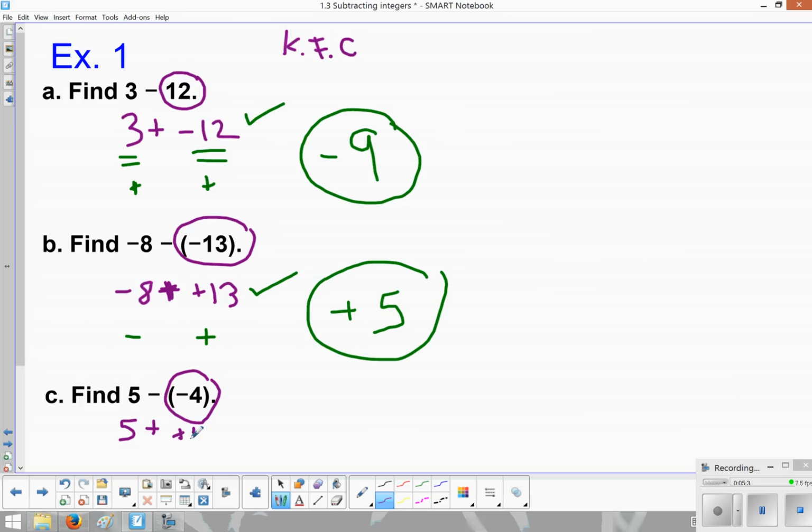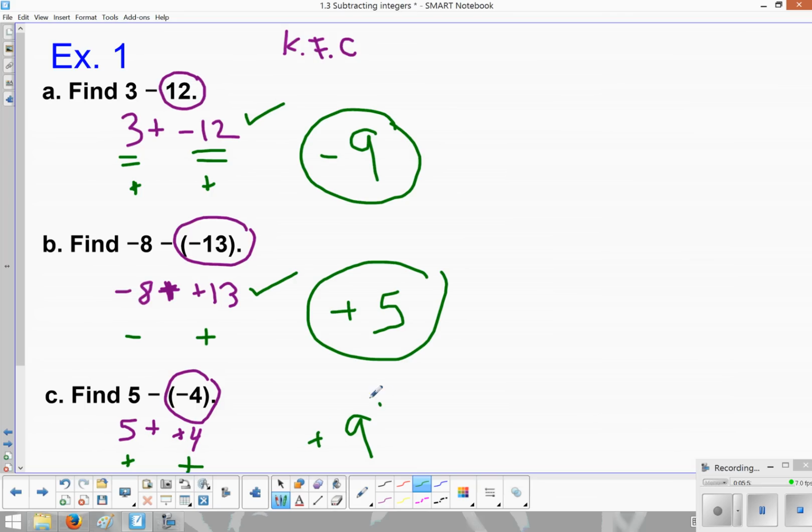Positive 4. Okay, now I like this problem because it's a little different from the last two. This is a positive 5, and this is a positive 4. Remember in addition, if the signs are the same, you just add and carry the sign. Why do you carry the sign? Because they both have the same sign. So if you add 5 plus 4, that's 9. Since they both are positive, the answer is just positive 9.